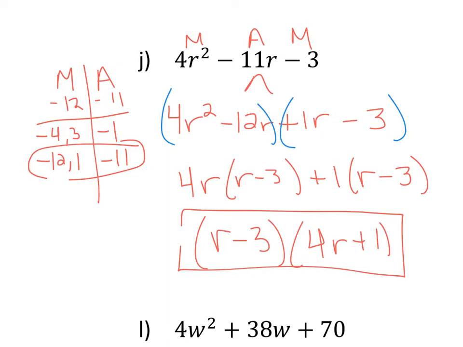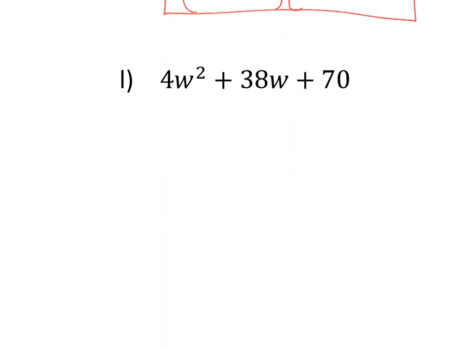Let's jump down to L. Okay, letter L. I am in descending order, which is great. However, there is a GCF. Notice how they're all even numbers, 4, 38, and 70. I can definitely pull out a 2. A 4 doesn't go into 38 or 70, so I can't pull out a 4. But I can pull out a 2. You must pull out a GCF first, if you have it. When I pull out the 2, I am left with 2w squared plus 19w plus 35.